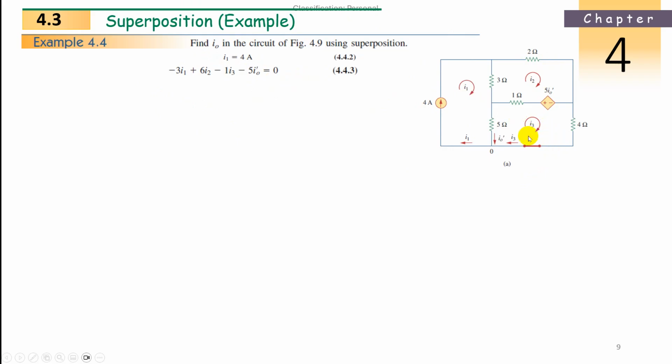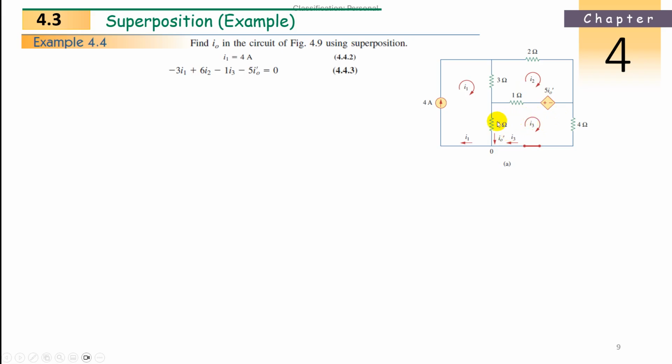Now coming to the third loop. The third loop is also the same as the second loop. I1 is flowing in the 5 ohm resistor, and it is opposite to I3, so minus 5I1. Now I2 is flowing in only the 1 ohm, so it is also opposite to I3, minus 1 I2. Then I3 is plus, because we consider a clockwise loop.